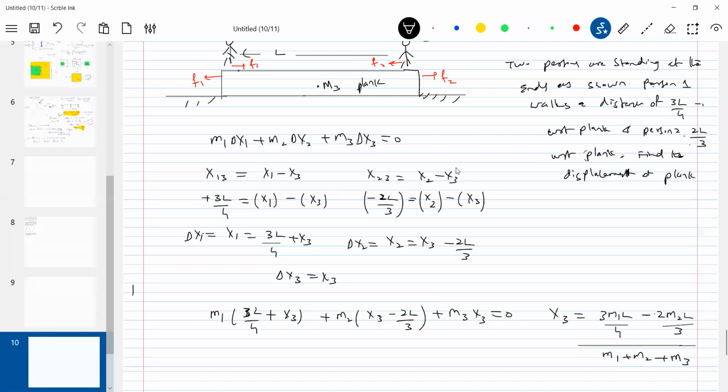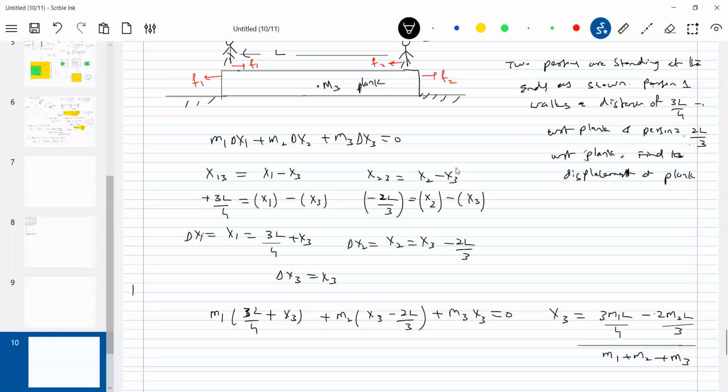It all depends now on the M1 and M2 relationship also. In what direction will the plank shift? 3 by 4 is 0.7, 2 by 3 is 0.6. So again the M1, M2 will determine now. What should be the ratio of M1 and M2 so that the plank should not shift? I think you can bring that ratio here now. 8 by 9. If M1 by M2 equal to 8 by 9, the displacement of plank will be 0.